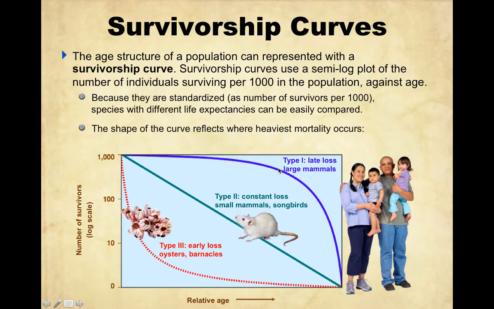And then type 1 is late loss, so the K-selected species. These two tend to be the R-selected species, okay? This is like super R-selected, and this is moderately R-selected.